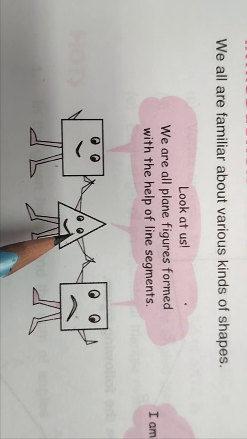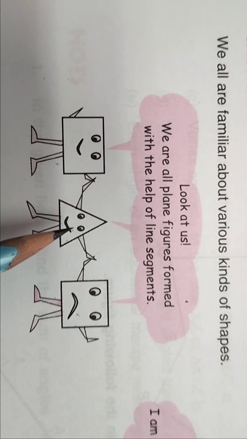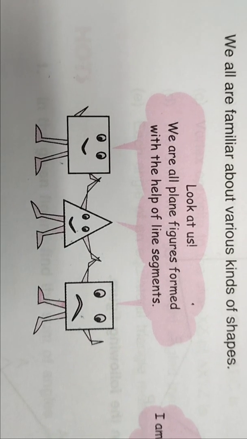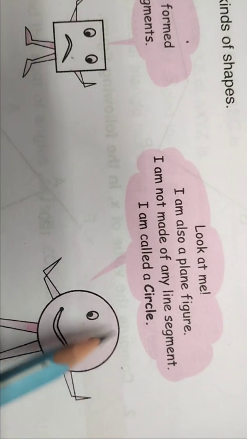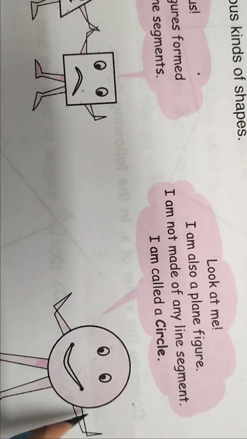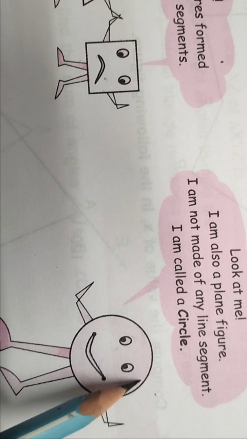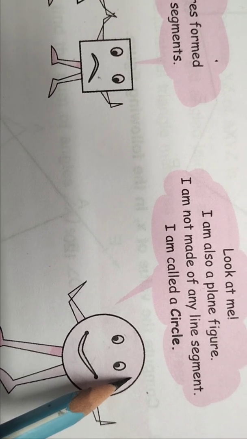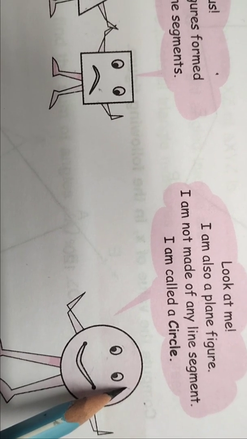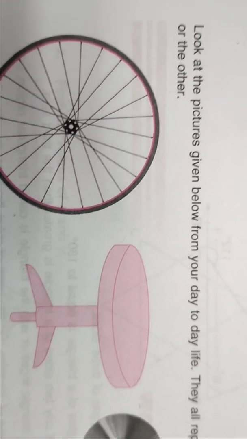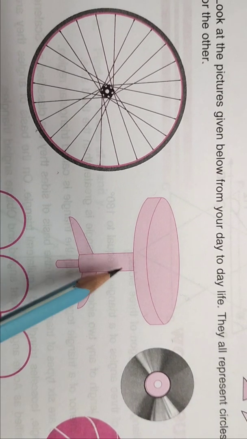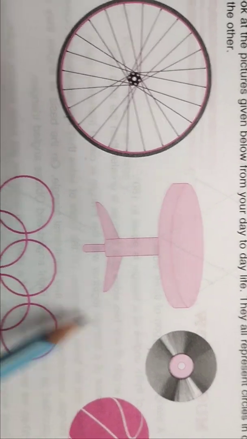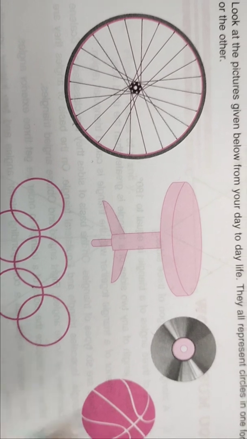Now, can you tell me any plane figure which does not use any line segment? Okay, I tell you. It's a circle. See, it's a plane figure and it is not made up of any line segment. We can see many circular things in our day-to-day life. You can see here wheel, circular table, CD, bangles, ring, coin.